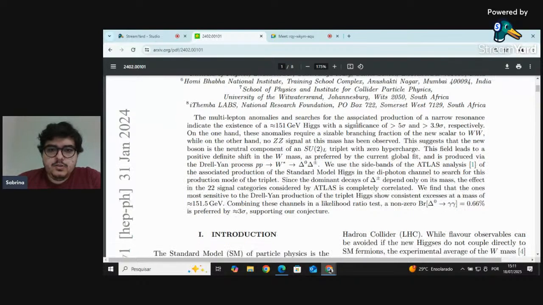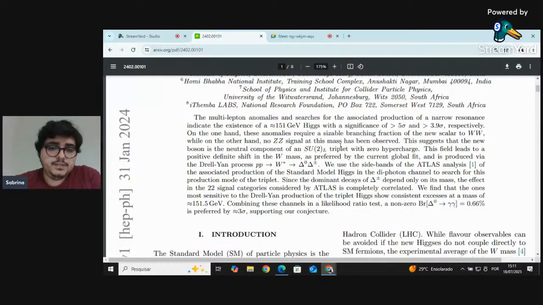Okay, so one of the implications of this anomaly specifically is that this new scalar should couple to the W boson, but doesn't have to couple to the Z boson. So it has a sizable branching fraction of this new scalar into WW, but the branching fraction into ZZ was not observed. So this means that this scalar must have a zero charge, and it must have a zero hypercharge.